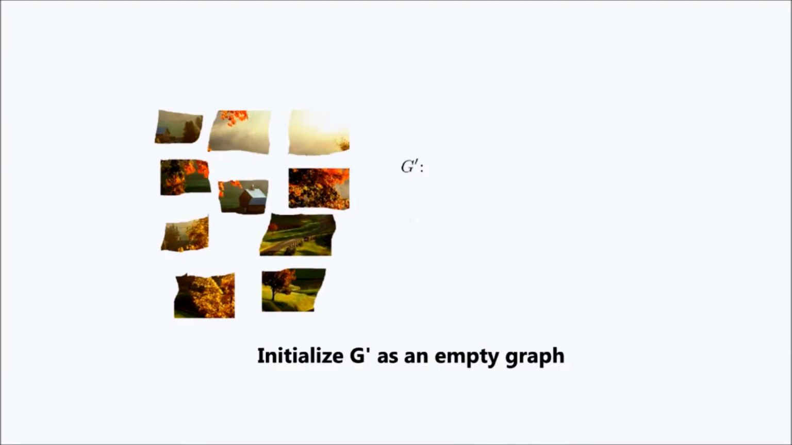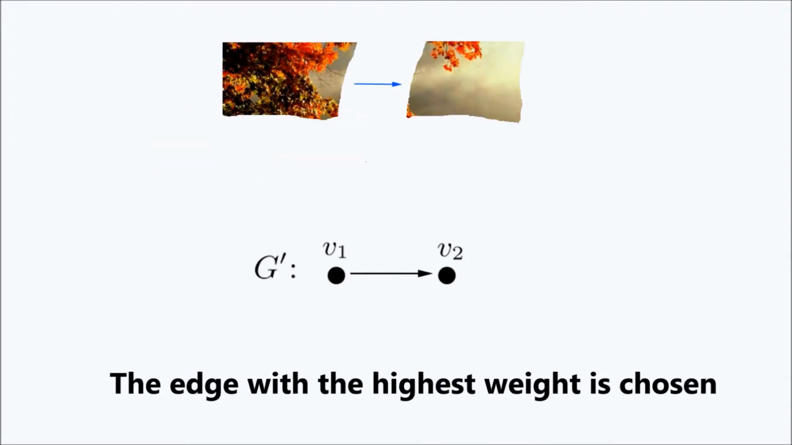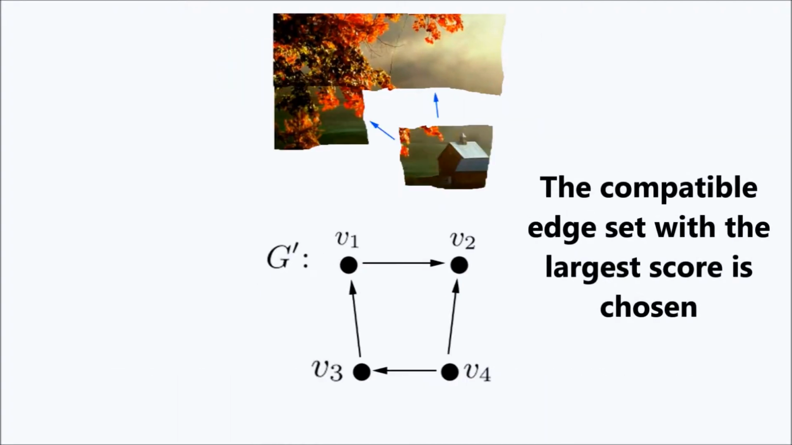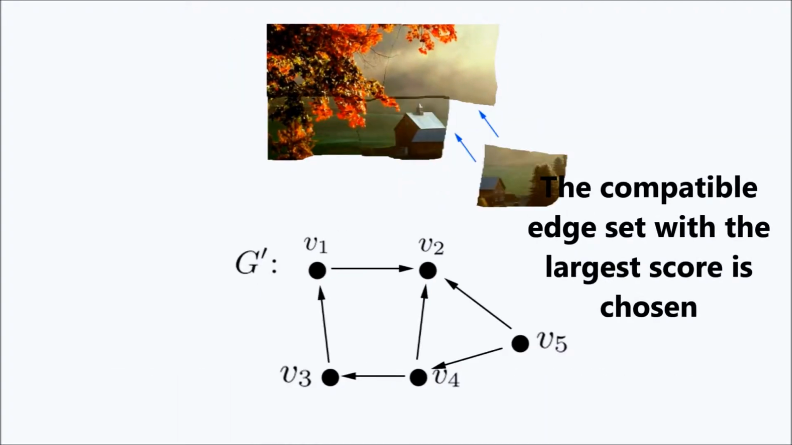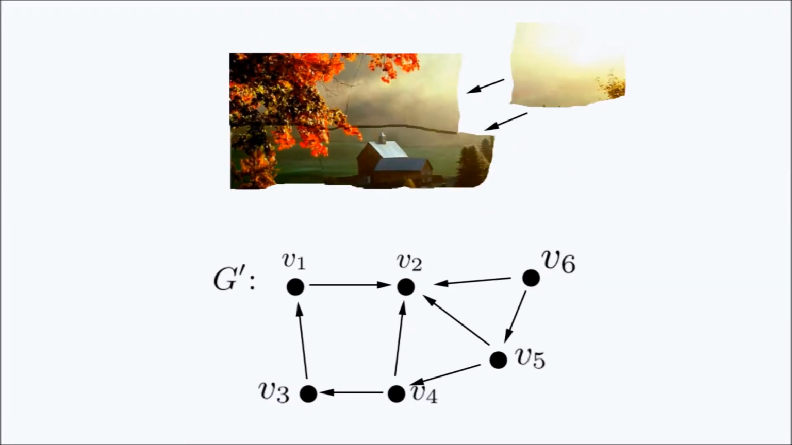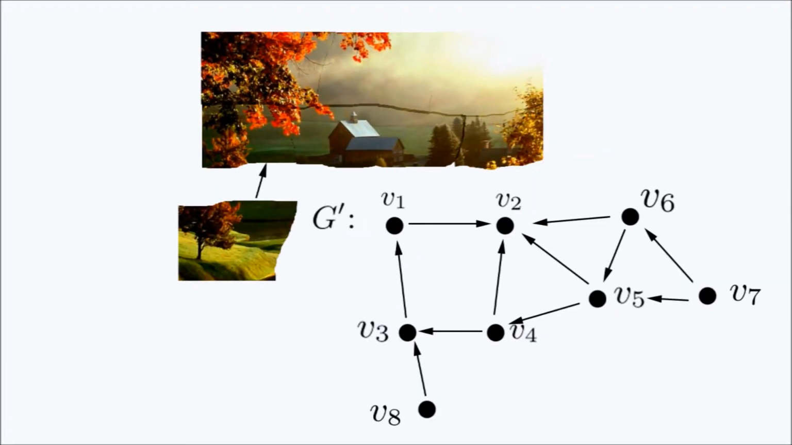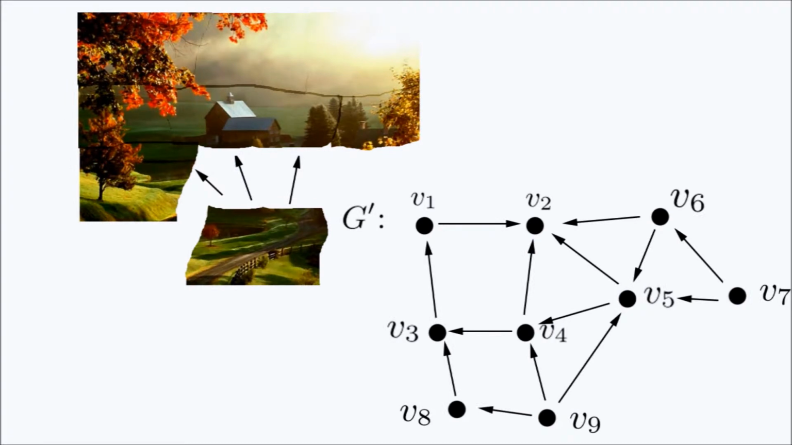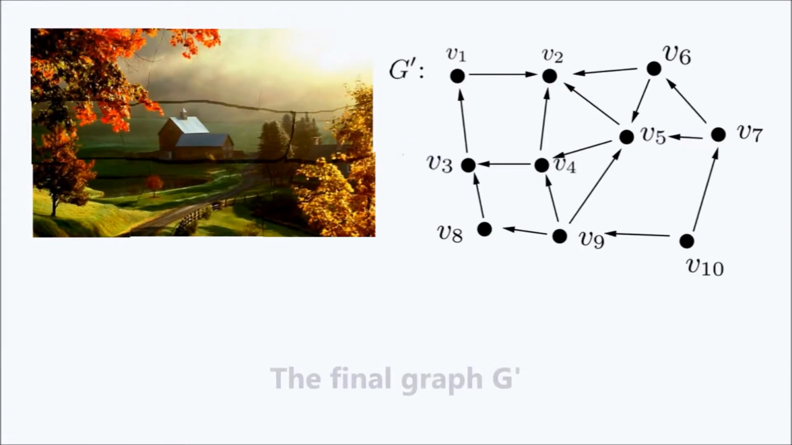Here is an illustration of our group-wise matching algorithm. G' is first initialized as an empty graph. The edge with the highest weight is chosen and added into G'. The compatible edge set with the largest score is iteratively added into G'. This is the final reassembly and its corresponding G'.